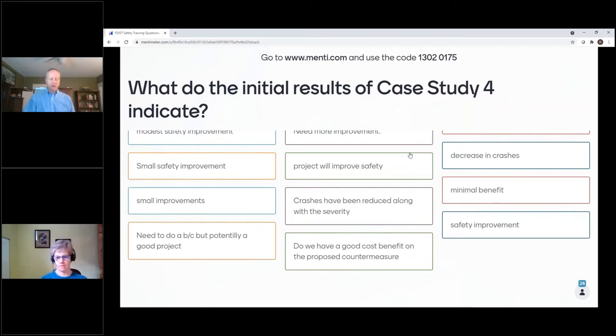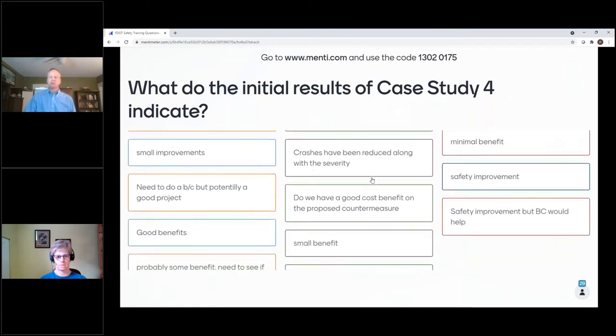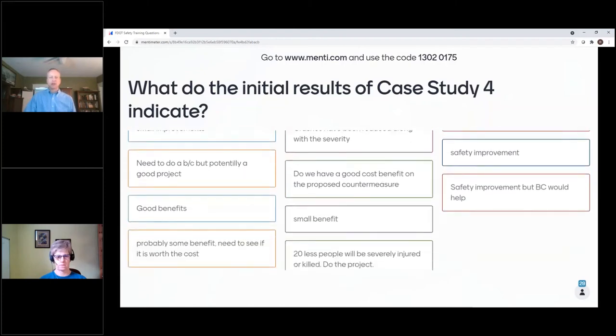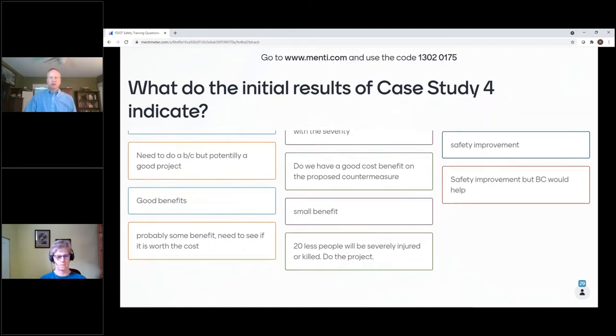Often we find ourselves not wanting to overestimate those benefits, so I want to be careful about that. I'm thinking a raised median should have a good benefit, but there's a variety of factors at play. I like 20 fewer people will be severely injured or killed. Do the project. Boom. There you go. Yeah, that's where I like that.